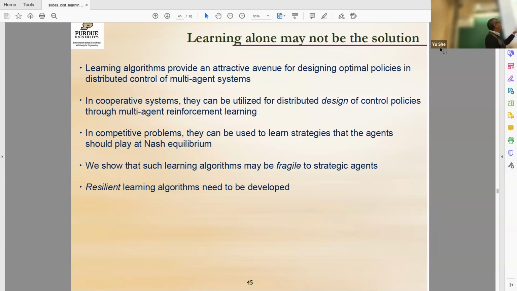And the message of the second part of this talk is that such learning algorithms may be fragile to strategic agents, in the sense that I will describe, and hence an open direction, I think, for us as control people, who understand notions of fragility and robustness and so on, is to design resilient learning algorithms.